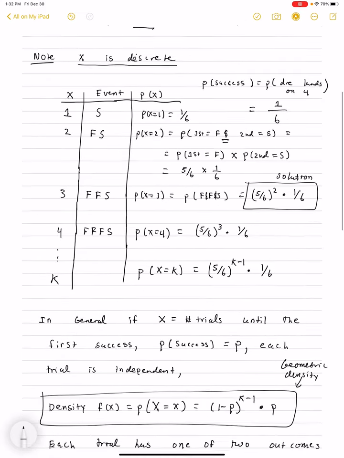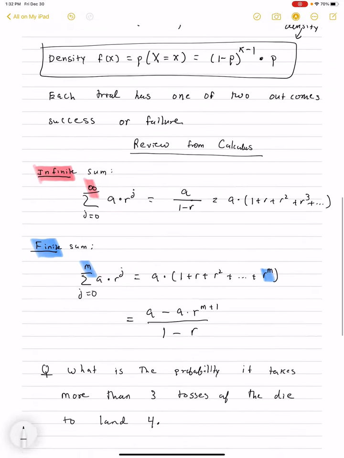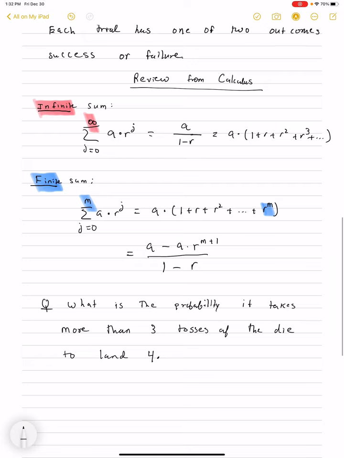The geometric distribution is summarized by this geometric density that is in this box, and that probability density formula is very nifty for calculating probabilities. I want to go through an example calculating a probability that's a little bit more involved, and I want to remind us of some things that we know from calculus. So an infinite geometric sum, the sum from j equals 1 to infinity of a times r to the j, has the sum a divided by 1 minus r.